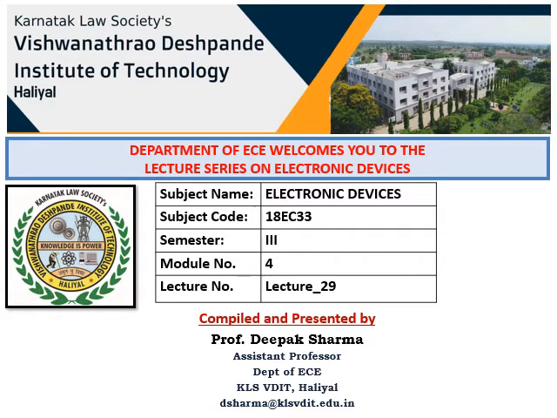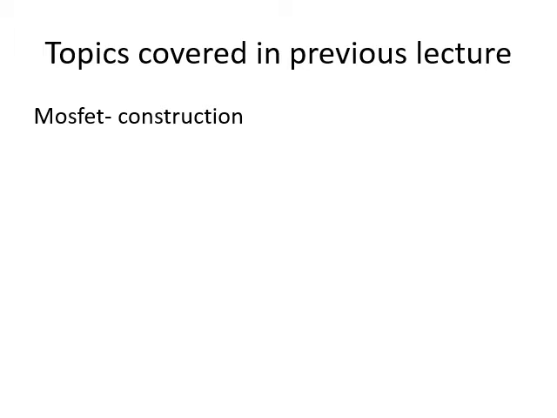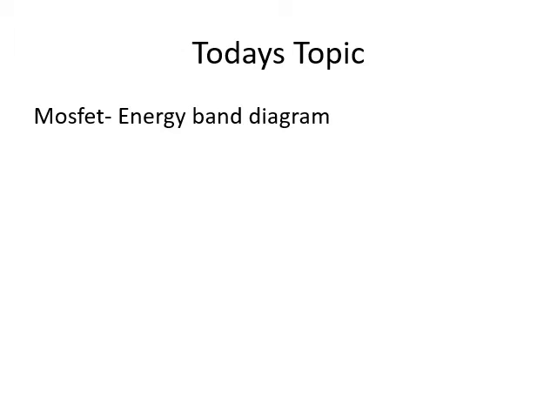So we are into module 4, and in the previous lecture we studied the construction of the MOSFET. The detailed steps we had covered, and today's agenda is the energy band diagram in the MOSFET. MOSFET or JFET, both relate to the same type of transistor.